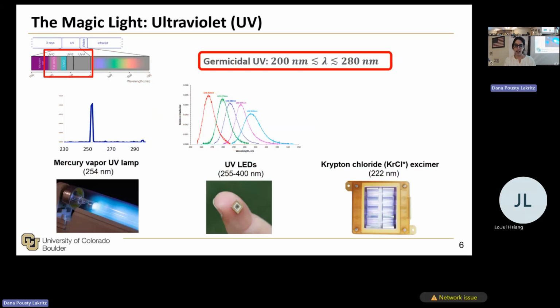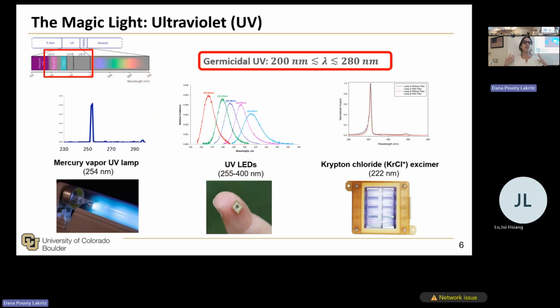We have different kinds of UV sources that can emit this kind of light. We have the mercury vapor lamp. I just want to ask if someone is familiar with UV technology, UV disinfection. Have you ever heard about that? Okay, part say yes, part say no.